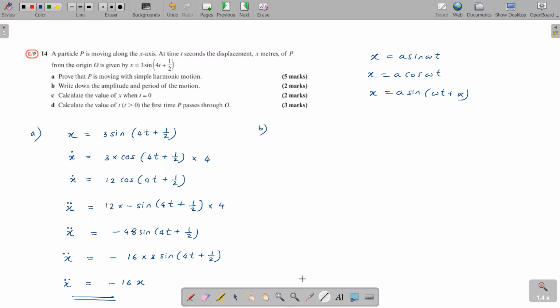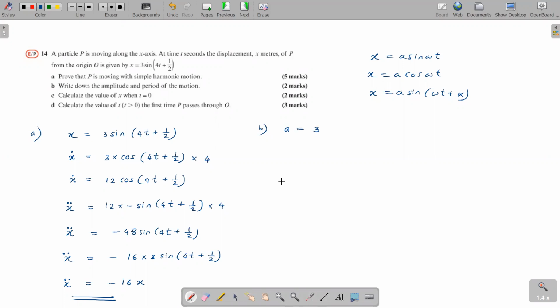Moving on to part B, on the amplitude and period of the motion. So obviously, what's the amplitude? Do we need to find it? Do we need to perform any calculation? No, it's not necessary, because the form is x equals a sine (omega t plus alpha). A is 3.